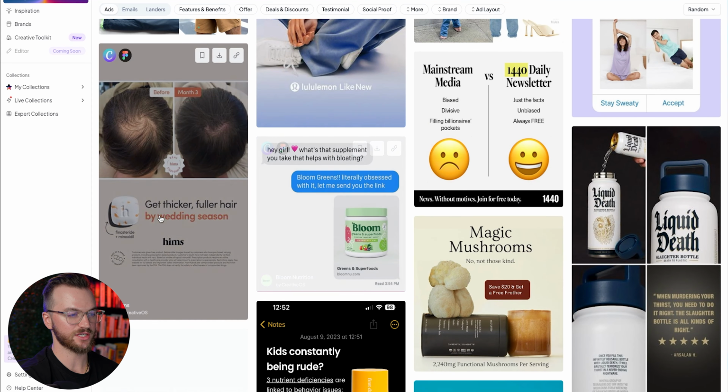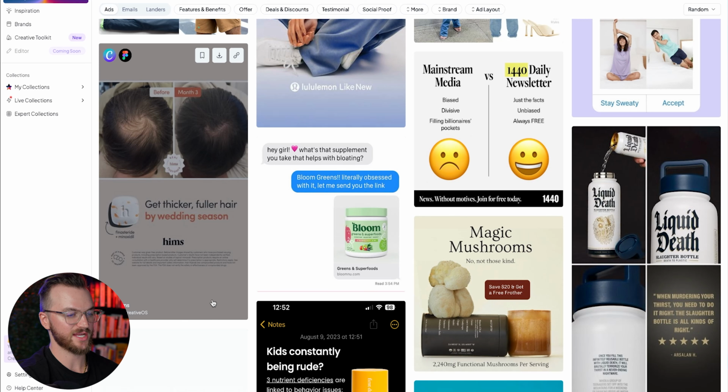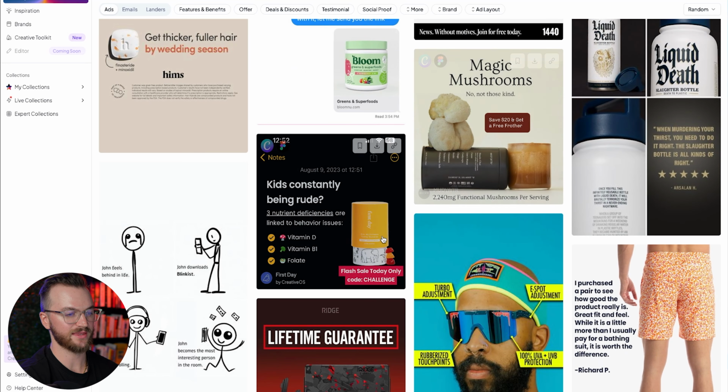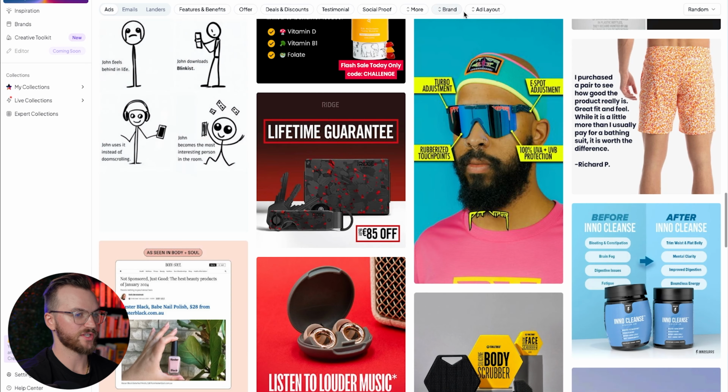So something like this could work really well, where it looks like a text right here. And you can see, "Hey girl, what's that supplement you take that helps with bloating?" "Bloom Greens, literally obsessed with it. Let me send you the link." All right, so something like that's unique, gets a bit of attention, gets people sharing it and stopping the scroll. Something like this in the Notes app, right? "Kids constantly being rude" has the main benefits right there. It looks like it's not an ad because it's like a screenshot that somebody could take on their iPhone.